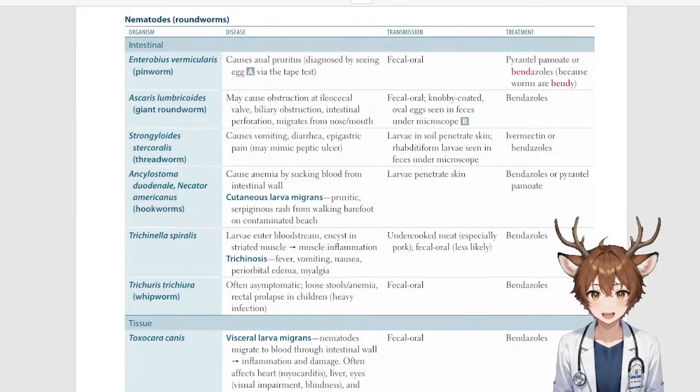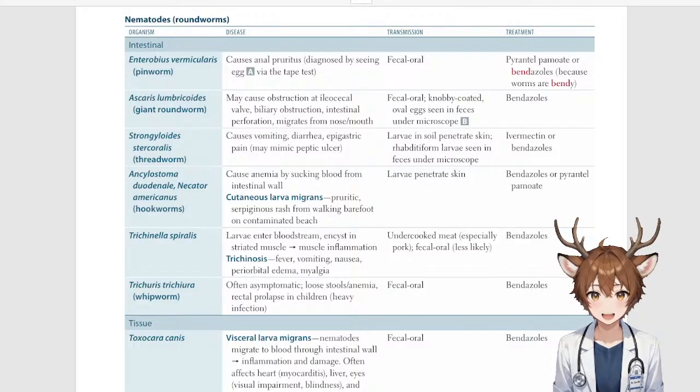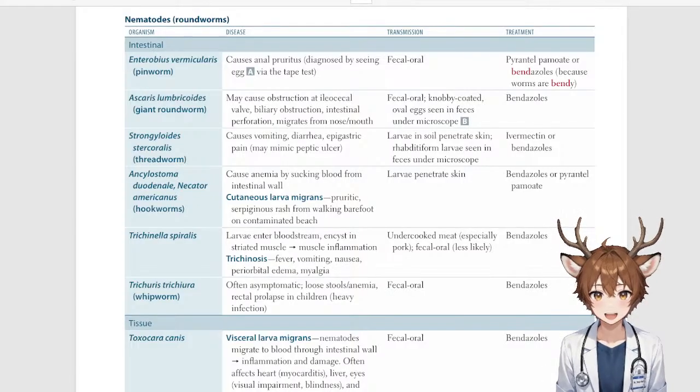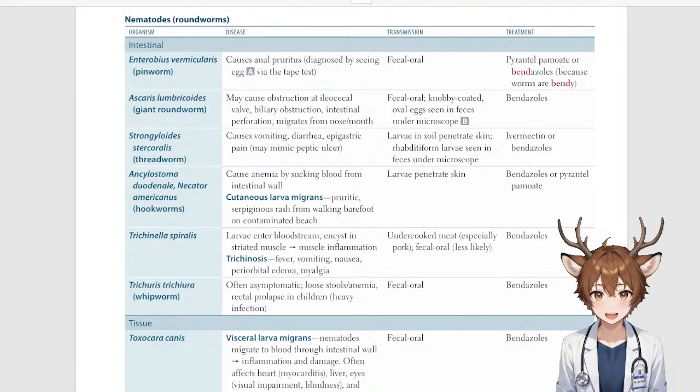Trichinella spiralis. Larvae enter the bloodstream, encyst in the striated muscle, leading to myositis, trichinosis, leading to fever, vomiting, nausea, periorbital edema, and myalgia. It's transmitted via undercooked meat, especially pork, or fecal-oral, which is less likely. You treat it with benzimidazoles.